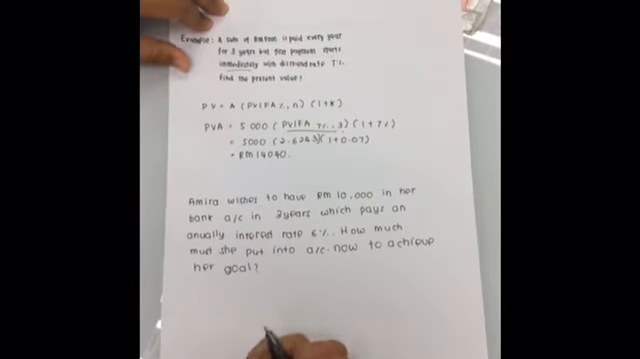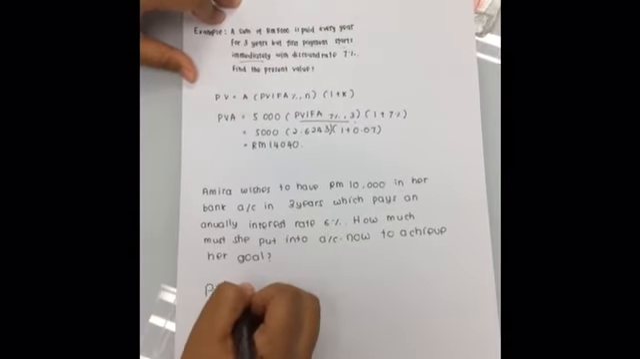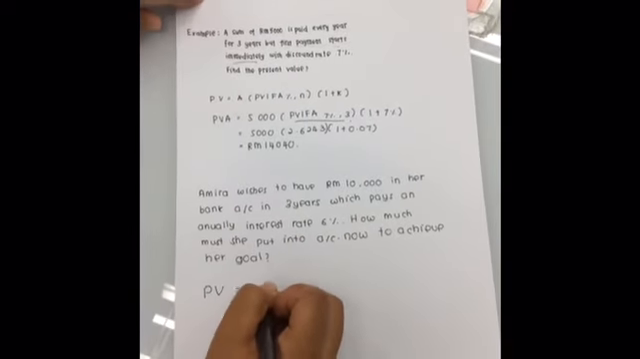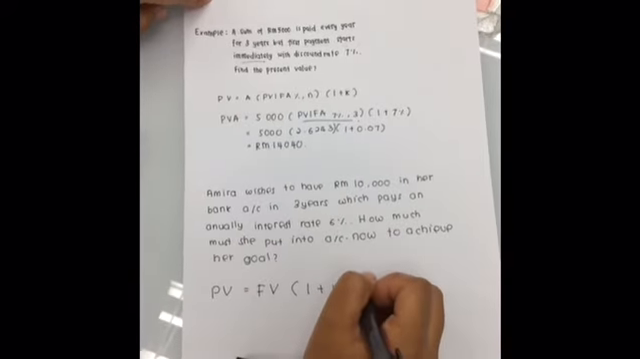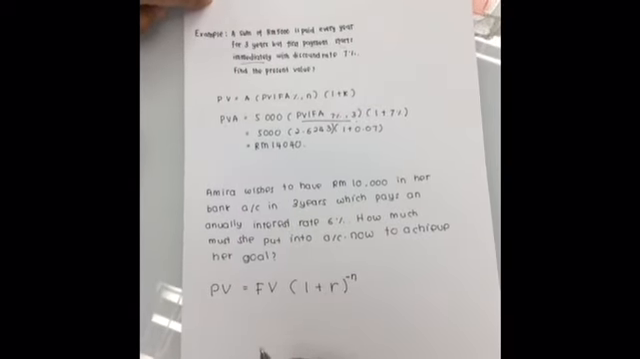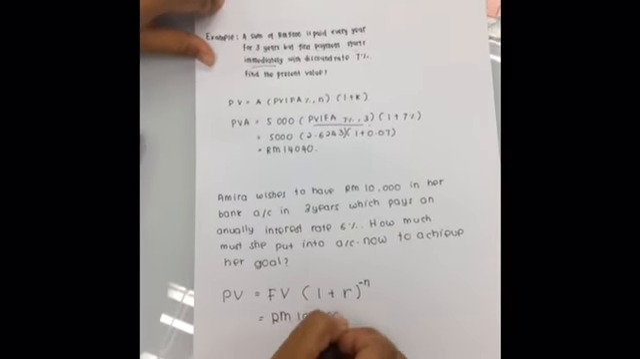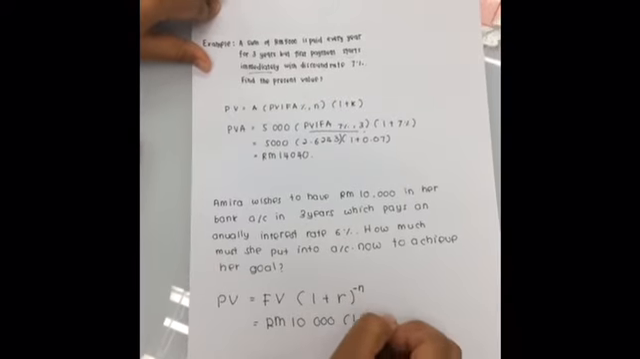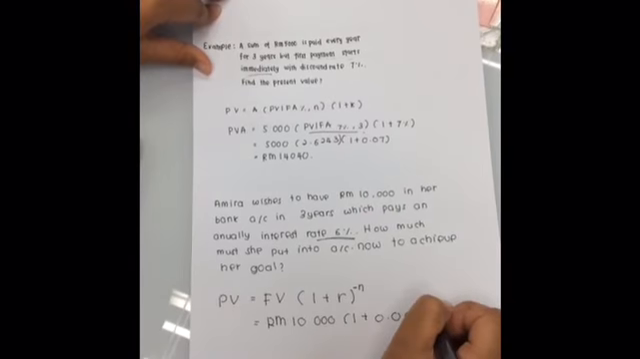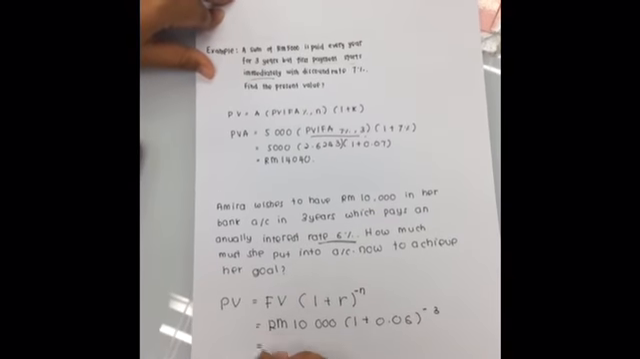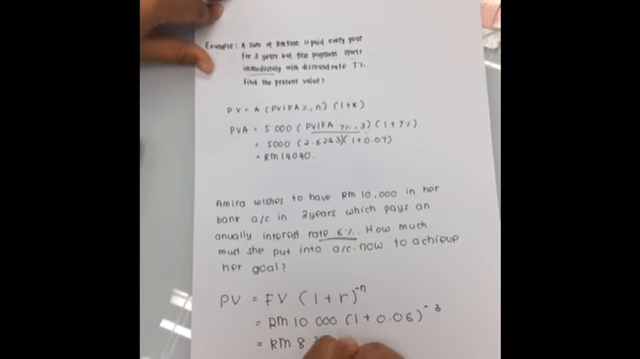So to find the answer, we need to use the formula PV equals future value times (1 plus interest rate) to the power of negative years. Alright, so RM10,000 times (1 plus interest rate 0.06) to the power of negative 3. So the answer is RM8,396.3.